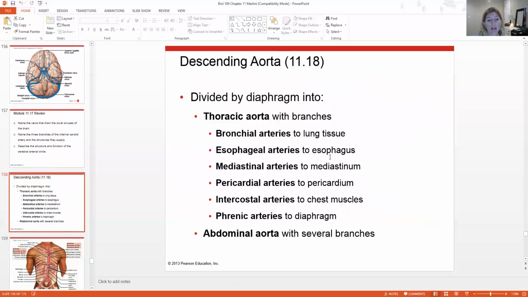The descending aorta has branches off of it, and all the branches, again, are named after where they are or where they go. Thoracic aorta branches into bronchial. They go to the bronchi, the lungs, right? Esophageal, mediastinal, pericardial, intercostal, phrenic. Phrenic goes to the diaphragm.